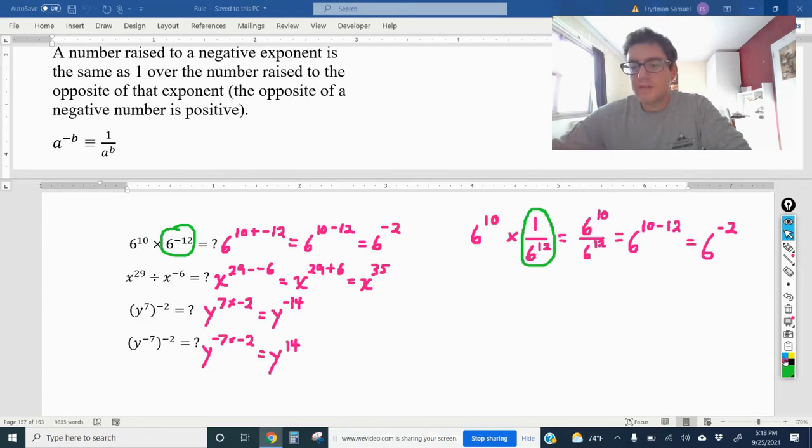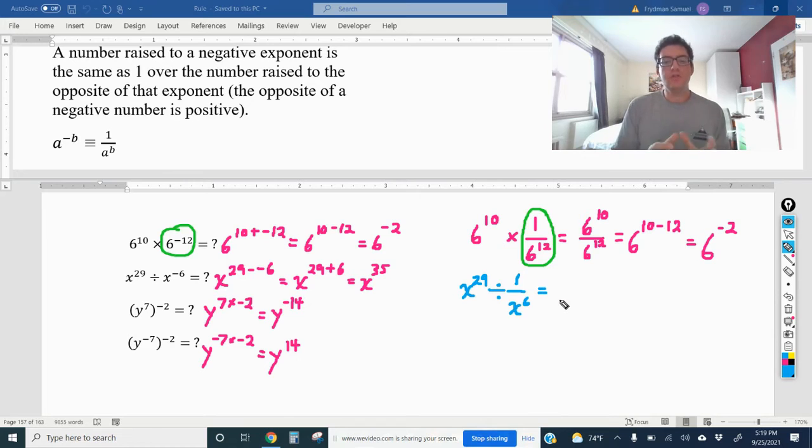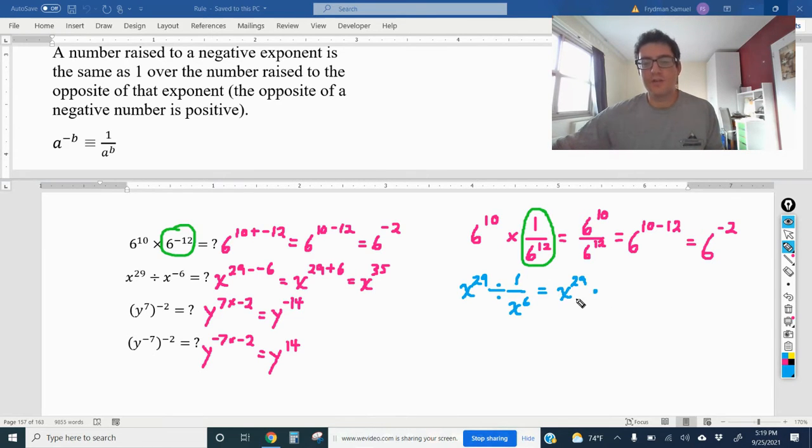Let's look at the rest of these examples. So x to the 29th divided by x to the negative 6th. X to the negative 6th is like 1 over x to the positive 6th. And now we can just use the rules for dividing fractions, which hopefully you know from elementary school are keep, change, flip. So we can keep this, change division to multiplication. I'm just going to write a dot for multiplication because if I write an x, then it might get confused with this x over here.